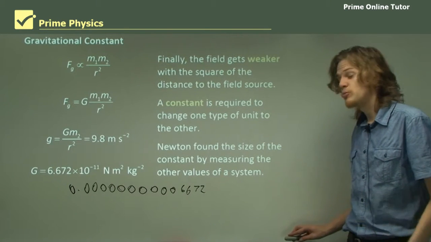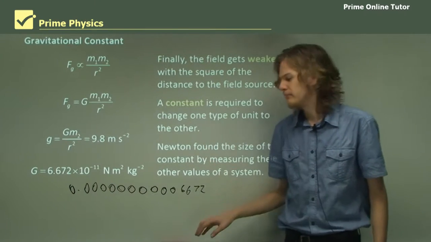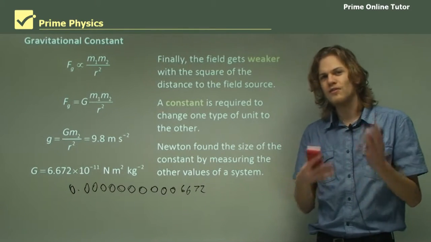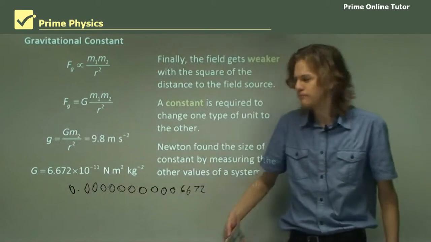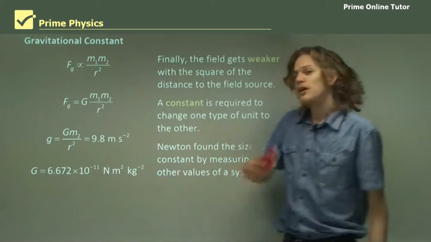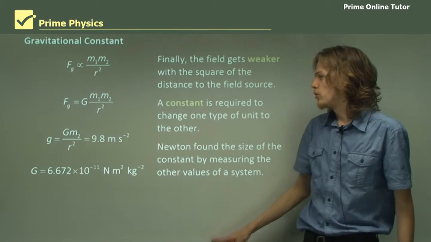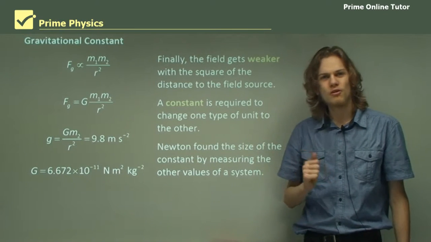And the reason it has to be so small is because the Earth's mass is so great. And it needs to sort of cancel out the Earth's mass so that we get a reasonable number for the gravitational acceleration. To calculate this, all you need to do is figure out what g is and know the mass of the Earth and the radius of the Earth.